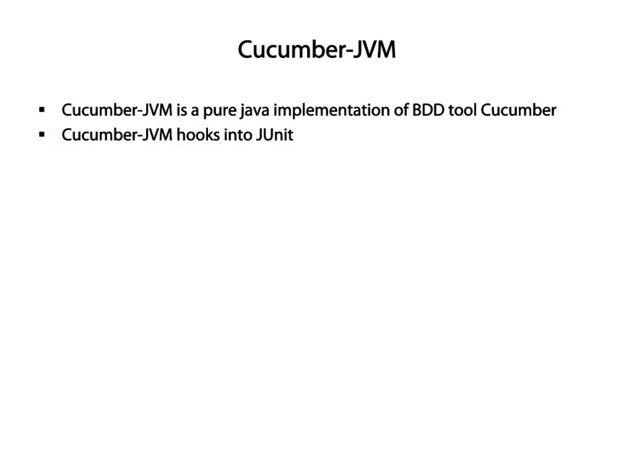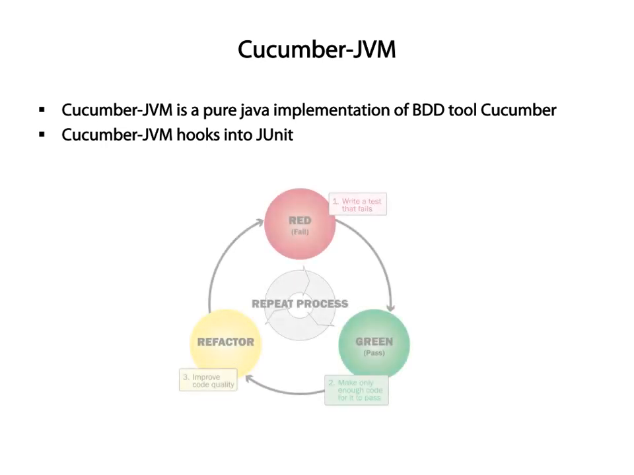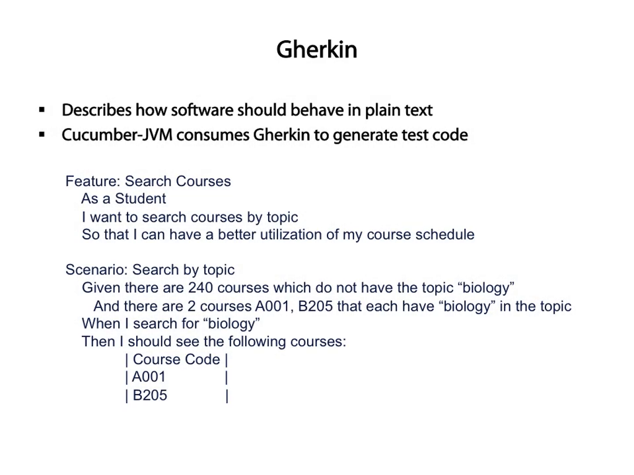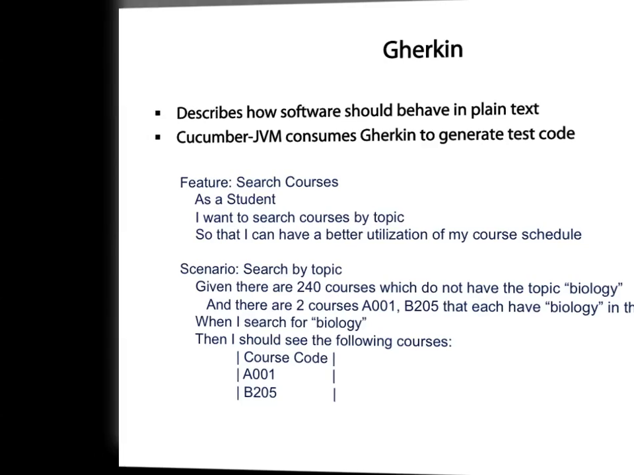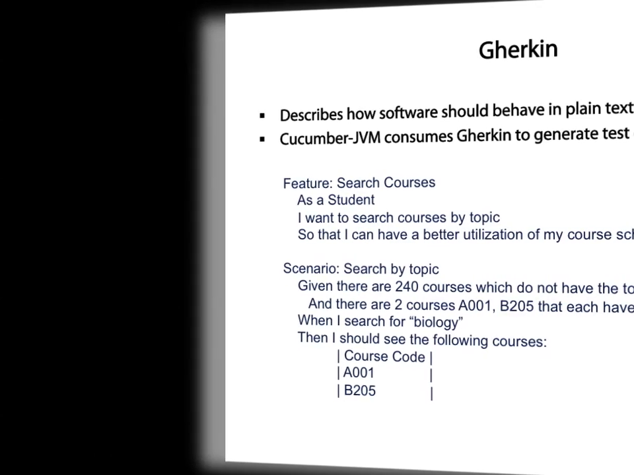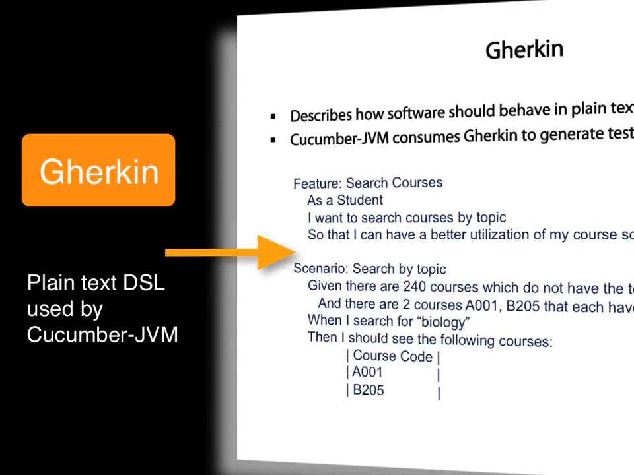Cucumber-JVM is a pure Java implementation of the Cucumber Behavior-Driven Development tool. Cucumber-JVM hooks into JUnit, facilitating the red-green refactor development cycle from test-driven development. Gherkin is a plain text file used by all Cucumber tools to generate test code. The text is written in business-readable domain-specific language, or DSL, and serves as documentation, automated tests, and development aid, all rolled into one format.